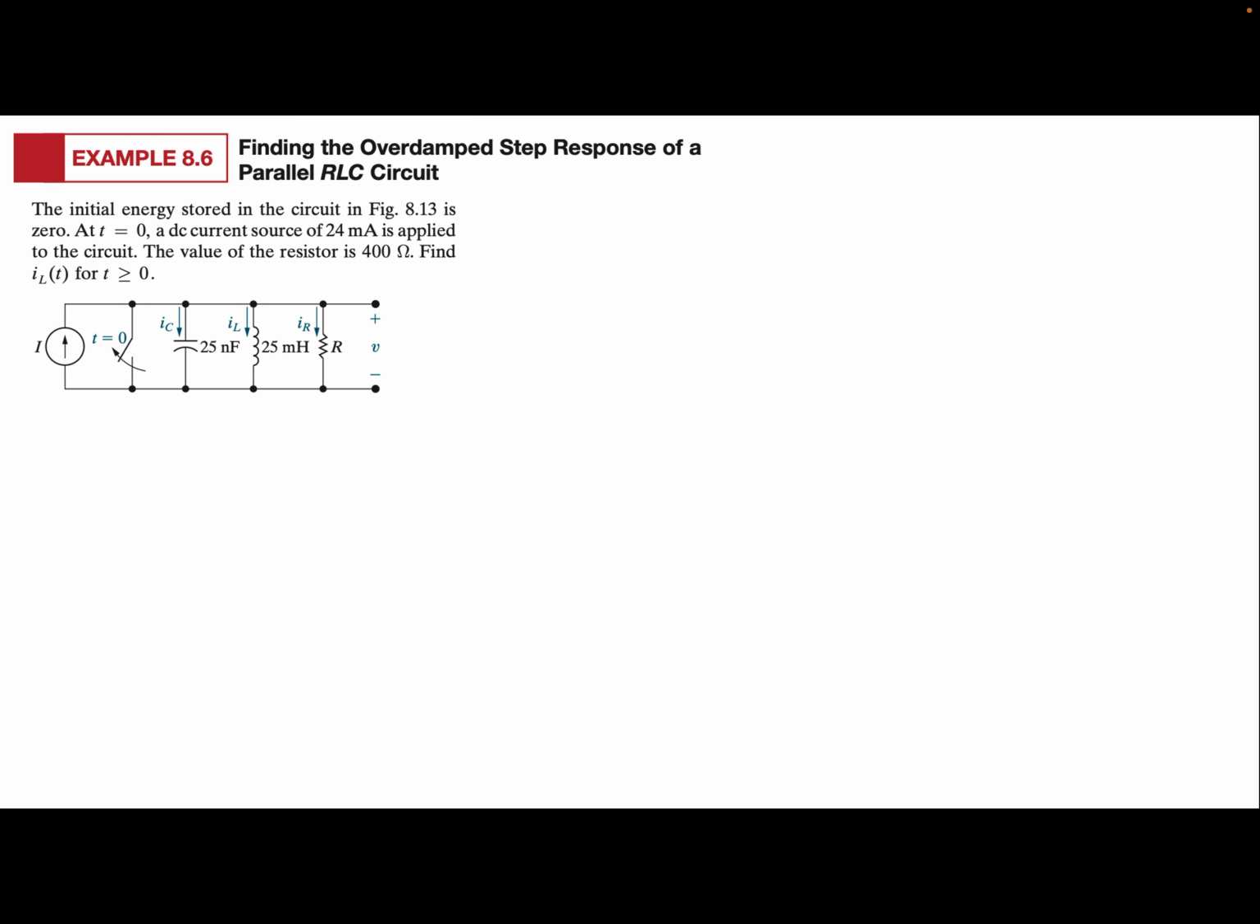Okay, so here's the first example problem, and this example problem states that here is a circuit. It's exactly the same circuit that we have used to make the derivations. It says that at t equals 0, your DC current source is 24 milliamperes, the value of the resistor is 400 ohms, and we have to find the value of the inductor current.